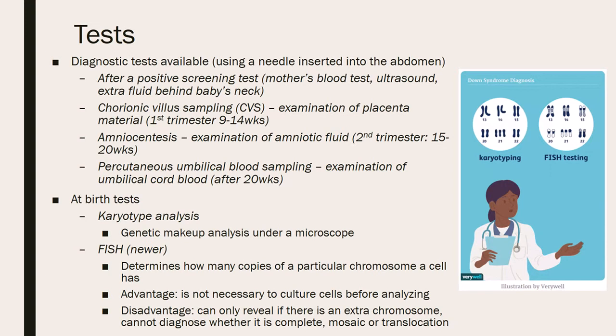At birth, there are 2 different kinds of analysis, karyotype and FISH. Karyotype is the original genetic makeup analysis under a microscope, and FISH is the newer kind, which is able to determine how many copies of chromosome 21 there are, but is not able to diagnose the specific kind, complete, mosaic or translocation. But it's better than karyotype because it's not necessary to culture the cells before analyzing them.